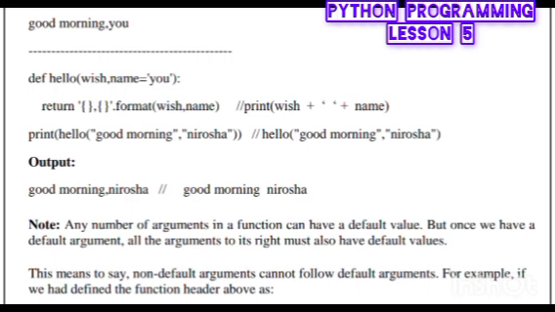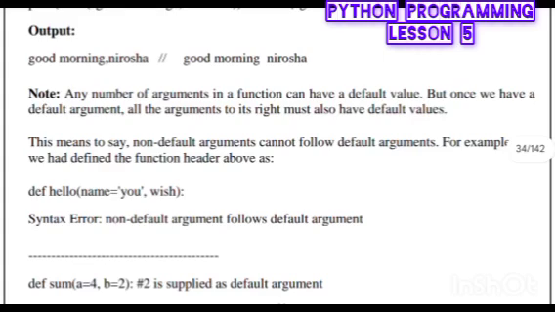Next, here in the comments we have used print wish plus name. This is in the format of return wish plus name. Here wish is nothing but "good morning". So it prints like this: good morning comma Nirosha, good morning Nirosha.